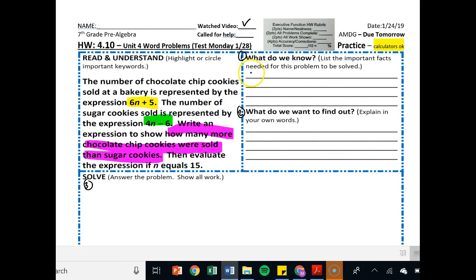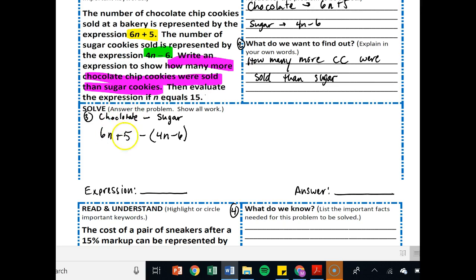So what do we know? We know that chocolate chip cookies have the expression of 6n plus 5, and then sugar cookies have the expression of 4n minus 6. What do we want to figure out? How many more chocolate chip were sold than sugar cookies? Okay, we're going to set up this subtraction problem where we're going to say chocolate minus sugar.